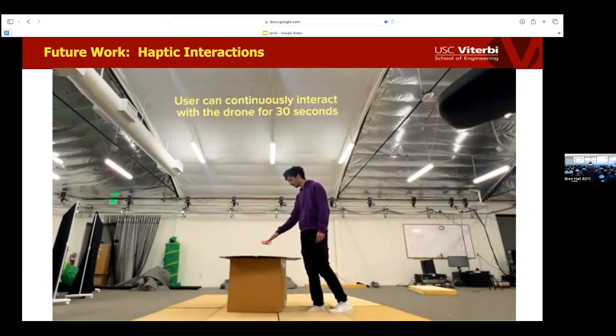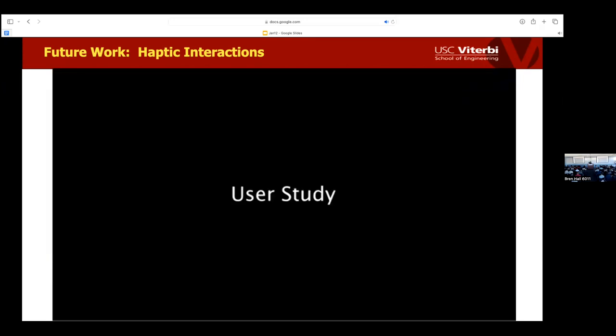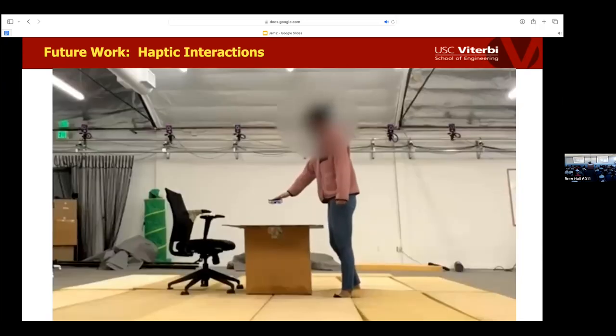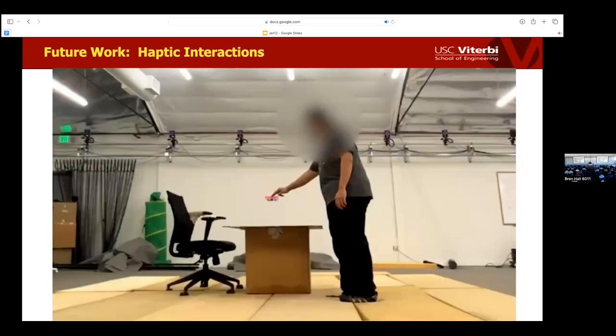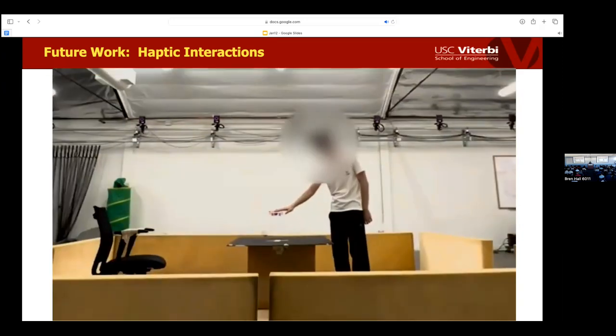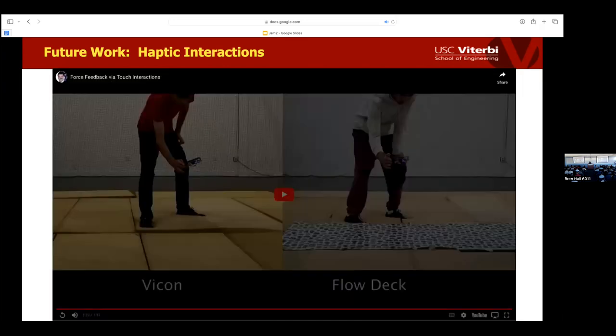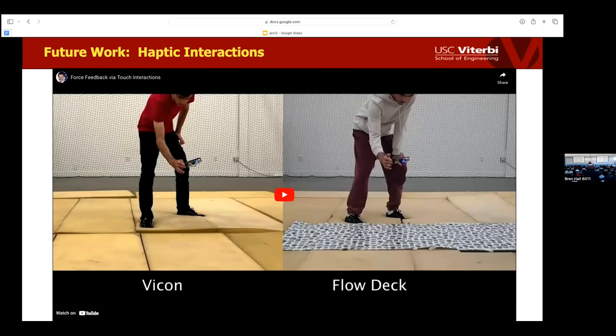So that's Hamed. He's a PhD student. And you're going to see him a lot in this video. The cameras that you see mounted at the back, that's the Vicon system. So the cameras are implementing the Vicon. Faces are blurred because these are actually human subjects that we were asked to evaluate whether they can sense the stiffness that's being generated by these crazy cameras.